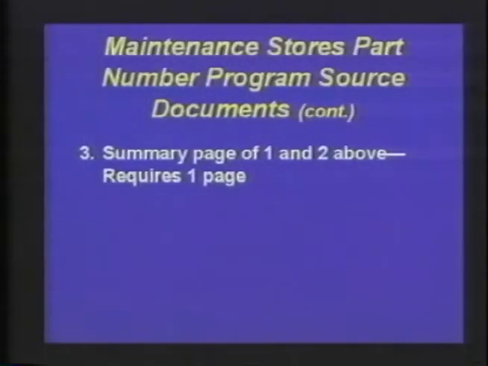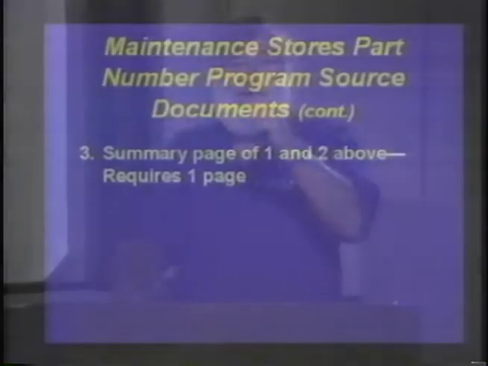notebook. Now, the third document is the summary page, where we actually show the first field and the commodity or family description. And that is a 1-page requirement, and we will show you what that document looks like before it's filled out and after it's filled out.